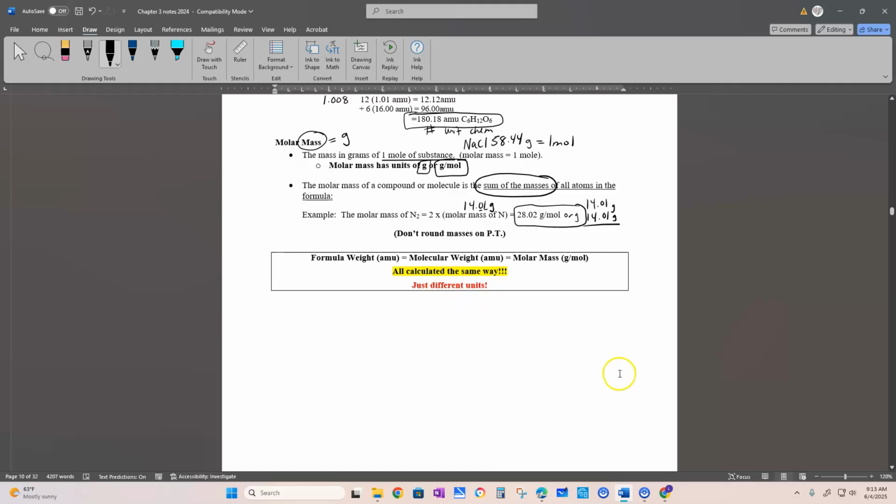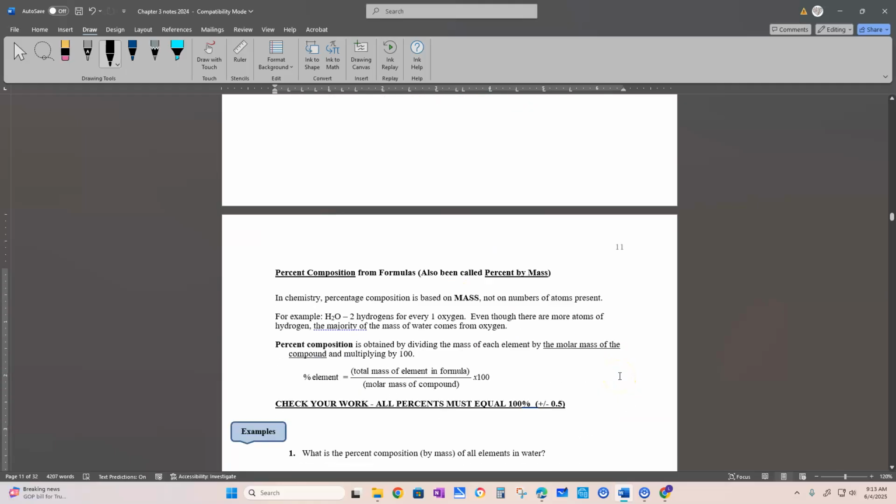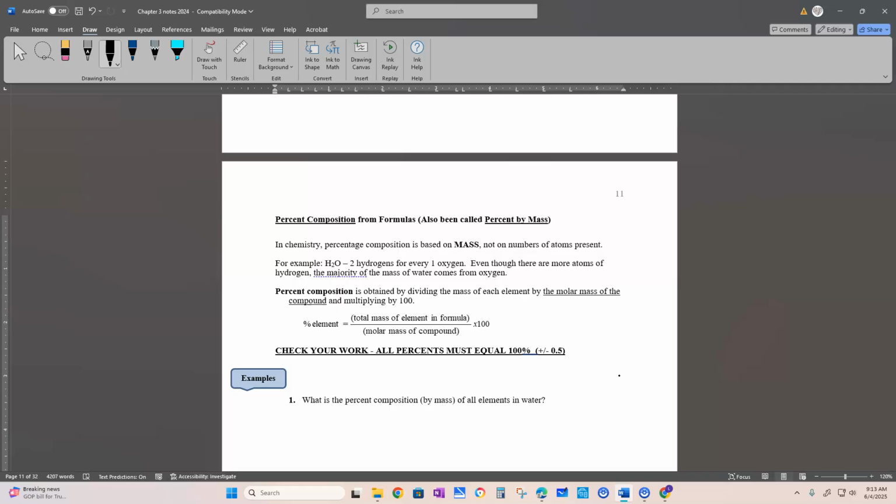So to go with this category is something called percent composition. Percent composition from formulas, we sometimes call it percent by mass, percent composition. It's like calculating your grades. So when you would calculate your grades in class, the number that you got over the total, and then you times it by 100.